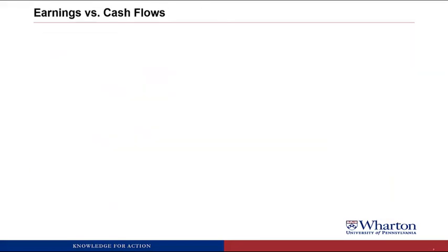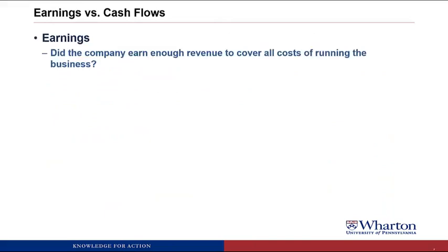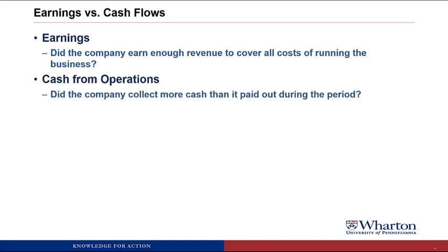So to wrap up this discussion of earnings versus cash flows, earnings are answering the question, did the company earn enough revenue to cover all the costs of running the business during the year? And in the case of Vulcan, the answer was no. They didn't earn enough revenue to cover the cost of all the heavy equipment that they used and the land that they used to dig stones out of the ground to sell to customers. Cash from operations answers the question, did the company collect more cash than it paid out during the period? And the answer for Vulcan is yes. They managed their cash in a way that they still had more cash coming in than going out, which is obviously something you need to do to maintain your business.